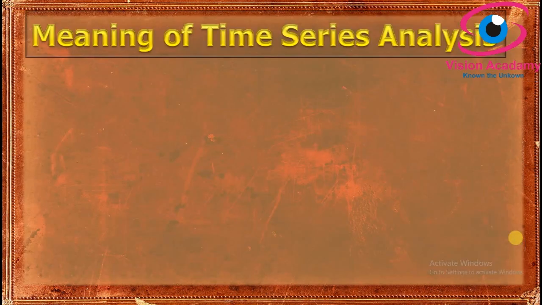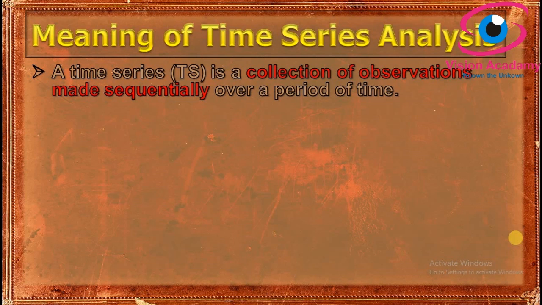Firstly, we need to understand what is time series analysis. What do we do in time series analysis? It is a collection of observations made sequentially. Sequentially, not at a time, not one time, but sequentially over a period of time. Here, very importantly, we need to define time. As I told you already, time may be hour, day, monthly, weekly, quarterly, even yearly, decade, whatever. It must be in a chronological order.